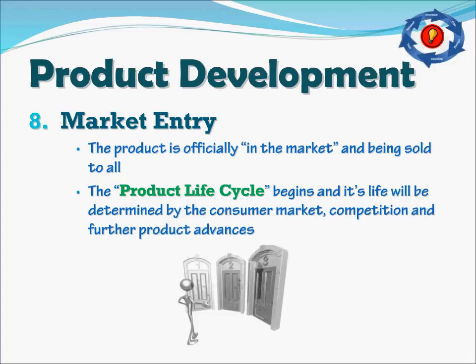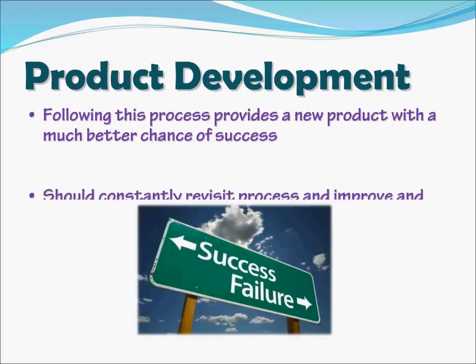This is where the product officially enters the market. It's sold to everyone. The product life cycle now begins, and we'll go through those product life cycle stages in the following videos. But the life of this product will be determined by the consumers, by competition, and further product advances. And so no matter what you've done up until this point, there's a lot of unknowns that will influence your products, and you need to be aware of these.